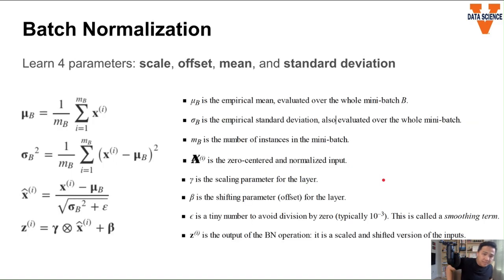In particular, the batch normalization layer would try to learn 4 parameters per node: scale, offset, mean, and standard deviation. The formulations are provided down here, but it looks complicated. It's really not. What you do is this. You take the input from the previous layer, and then you calculate the mean and standard deviation, and then you do this. You zero center your input, basically minus the mean and divided by the standard deviation, right? And then you get some transformed signal.